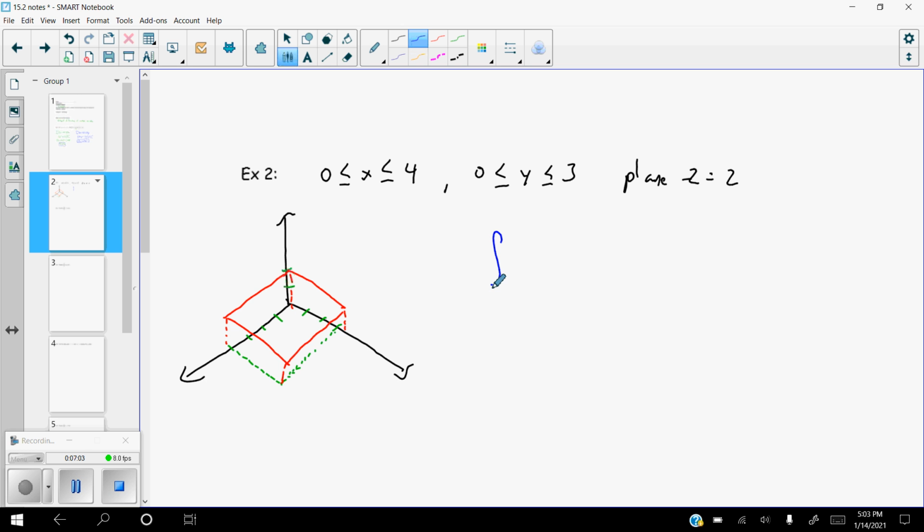It doesn't really matter in this case which order it is. I'm just going to say let's do the y. Actually, no, this will be the x, sorry. The x is going to go from 0 to 4. And the y is going to go from 0 to 3. And what is it that I am taking the integral of? I'm taking the integral underneath of the plane, z equals 2.